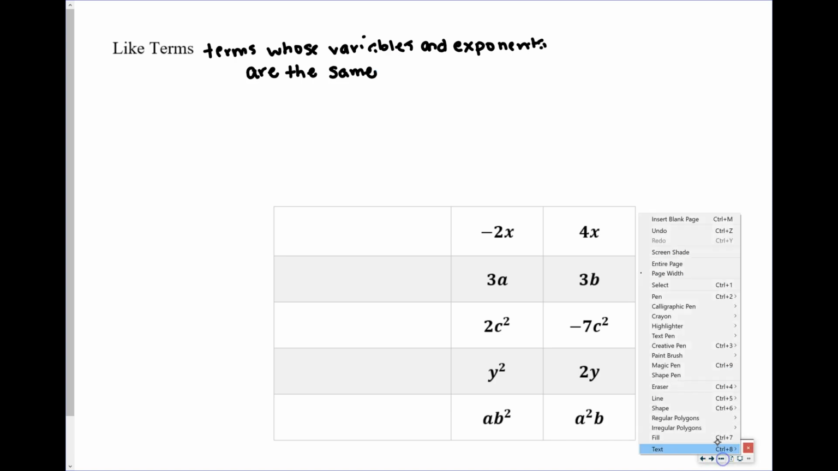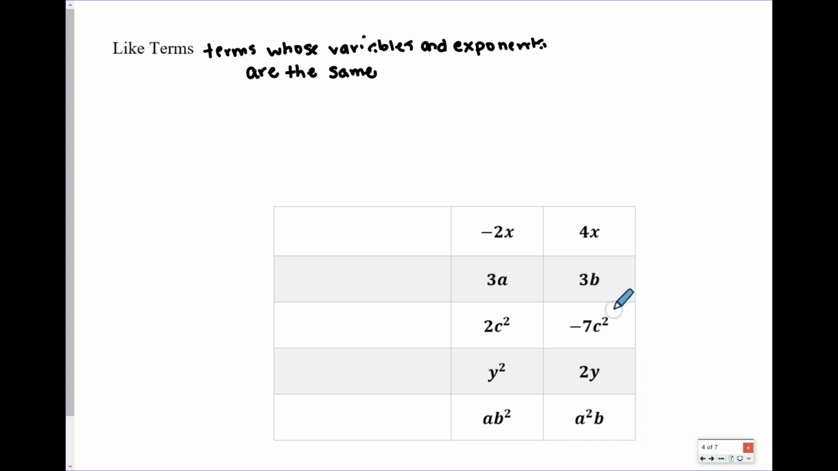So when I look at this table right here, I see negative 2x and x. Is the x the same as x? Yes, so these are like terms. The next one, I'm going to look at the variables. Is the a the same as the b? Nope, so these are unlike terms. 2c squared and negative c squared. Is c squared the same as c squared? Yep, so they are like terms.